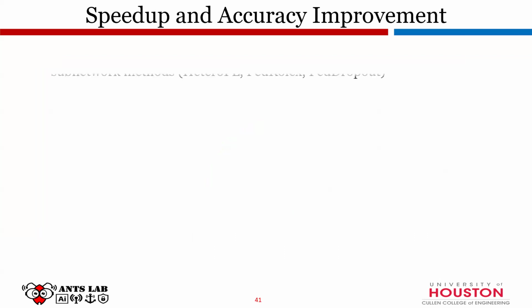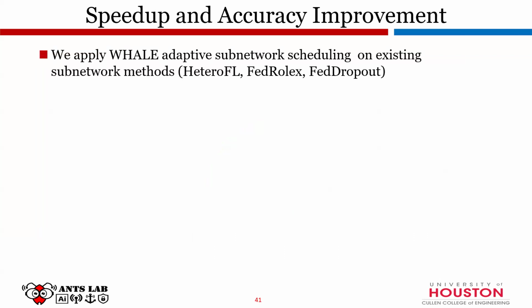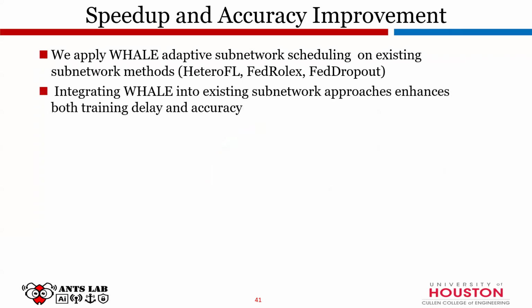The speed of accuracy improvement is done by us applying the Whale adaptive subnetwork scheduling on the existing subnetwork methods. We have HydraFL, FedRolex, and FedDropout. So we can say that integrating Whale into those existing subnetwork approaches enhances both the training delay and the accuracy.